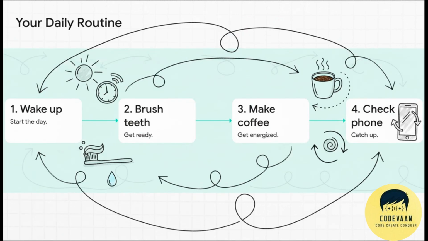Just think about it for a second. Every single day, you probably follow a similar pattern, right? You wake up, you brush your teeth, you make some coffee. It's a sequence, a routine that you repeat over and over. Our lives are just full of these little loops. And that's the perfect way to start thinking about how we tell a computer to do the exact same thing.